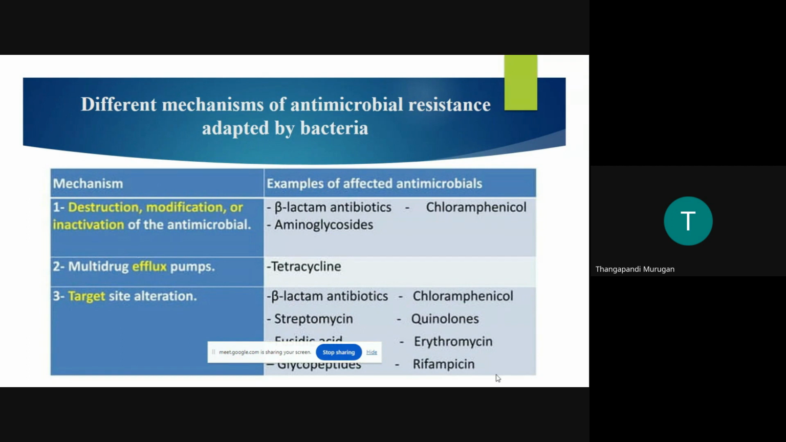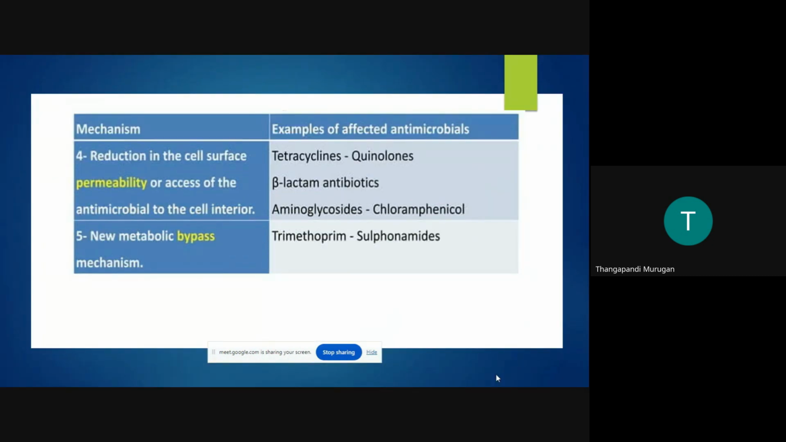So for beta-lactam antibiotics and chloramphenicol, resistance also comes through the mechanism of target site alteration, and we also see reduction in cell surface permeability. It is not only about one thing, because we need to know by which mechanism it is getting resisted. If you are speaking with the doctor, you should know these things. Excuse me for a minute.